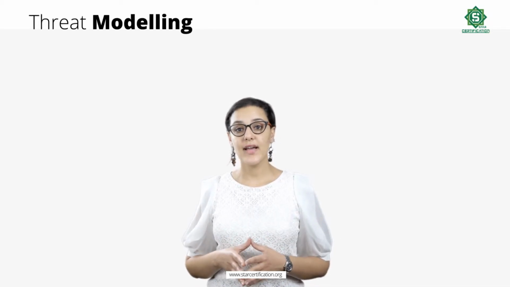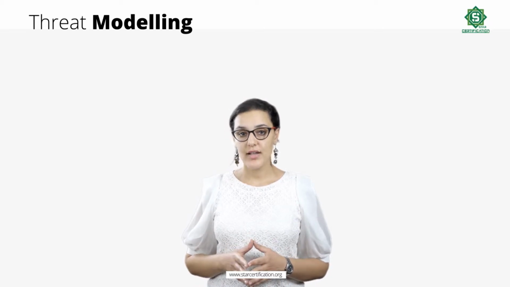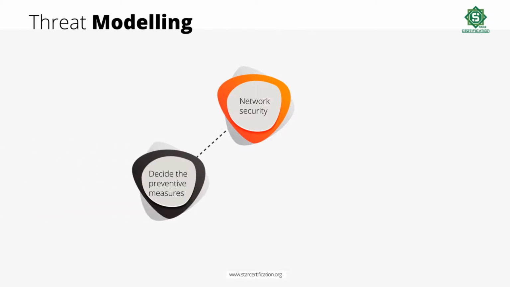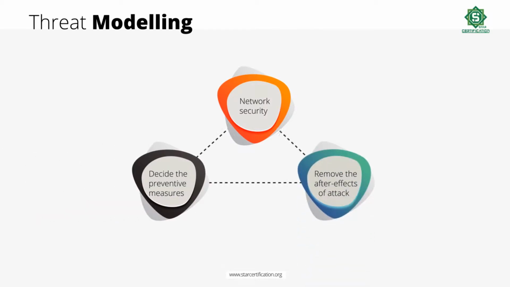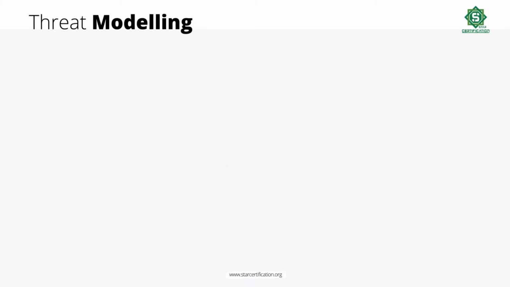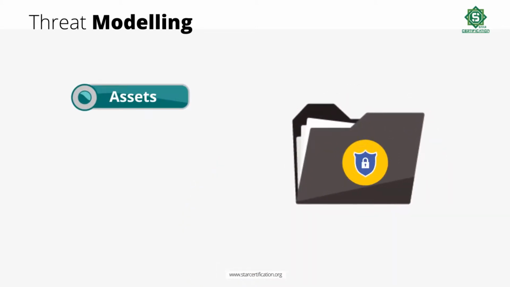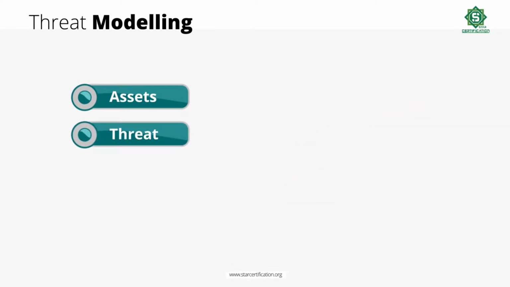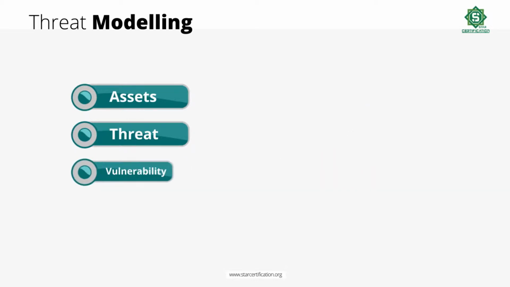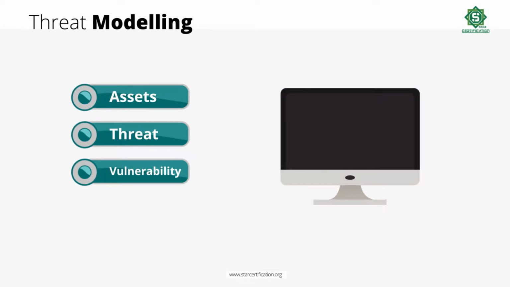Threat modeling is defined as a procedure that identifies the vulnerabilities in a network to optimize network security, decide the preventive measures, and to remove the after effects of attack on the system. The three main elements covered in threat modeling are assets. These are resources or data that need to be protected. Threat. It is a malicious technique which an attacker can use on a system. Vulnerability. It is a weakness or flaw in a system which can be exploited.